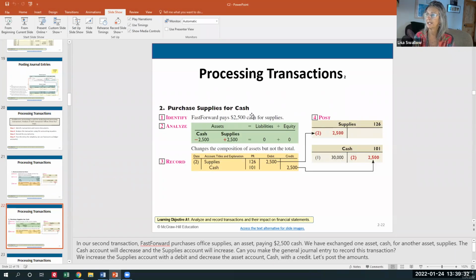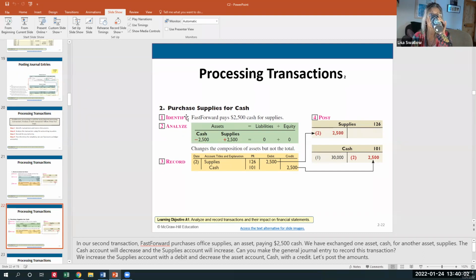Now my company pays $2,500 for supplies. Okay, so gosh, what happened to my accounting equation? Well, this one's a little different. My cash went down, right? Because I wrote a check. And my asset of the supplies went up. So I'm really only touching the left-hand side of the accounting equation, right?